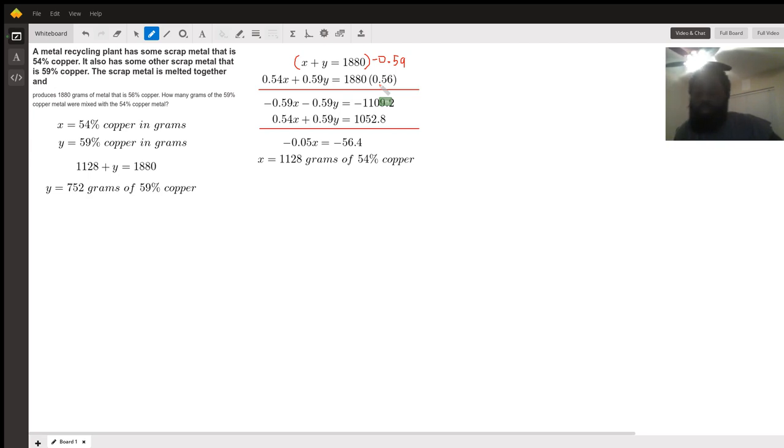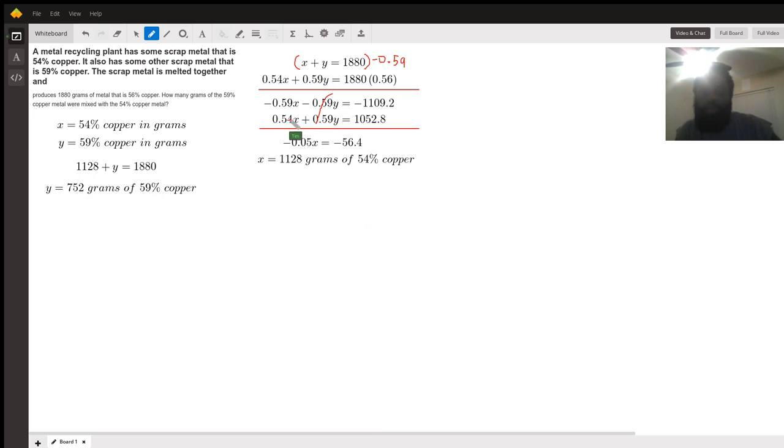So what we're going to do is use the elimination method to solve for x first. So we're going to multiply the first equation by negative 0.59 so we can get rid of the y's. Once we do that, we have negative 0.59x minus 0.59y equals 1,800 times negative 0.59 gives us negative 1,109.2. Okay? And we rewrite the second equation, 0.54x plus 0.59y equals 1,800 times 0.56, which is 1,052.8. We eliminate the y's.